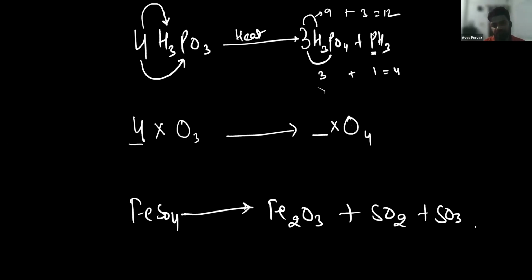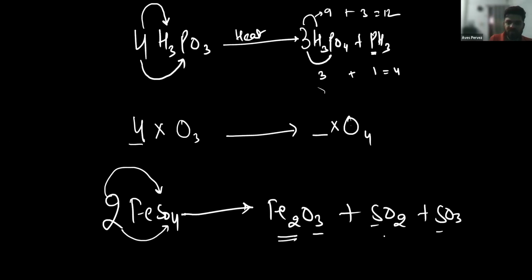Done? Yes, sir. How is it balanced? Tell me. 2 FeSO4. Yes, 2 FeSO4. Now check that the repeating element is iron. There are 2 iron, so you write here 2. Then you multiply this one, you will get 2 sulfur, and then this 2 sulfur already. Then multiply this one, you get 8 oxygen. That is 3, 2, 5, and then 3, 8.